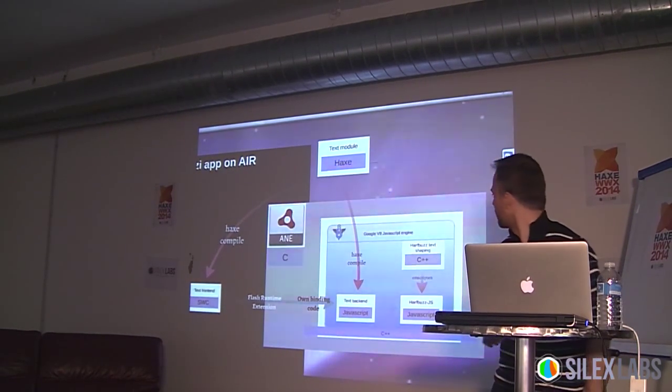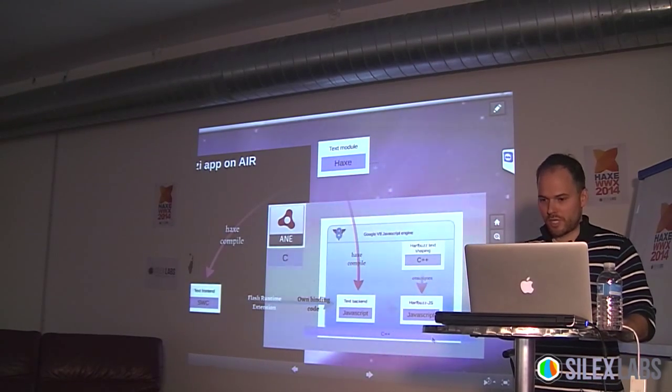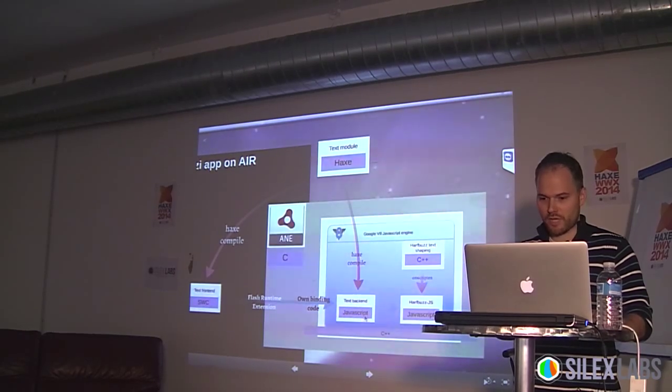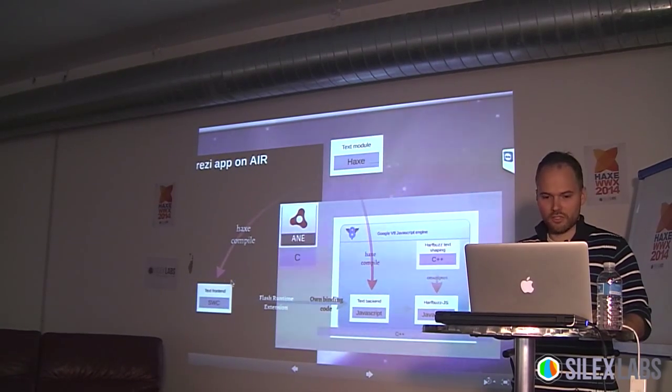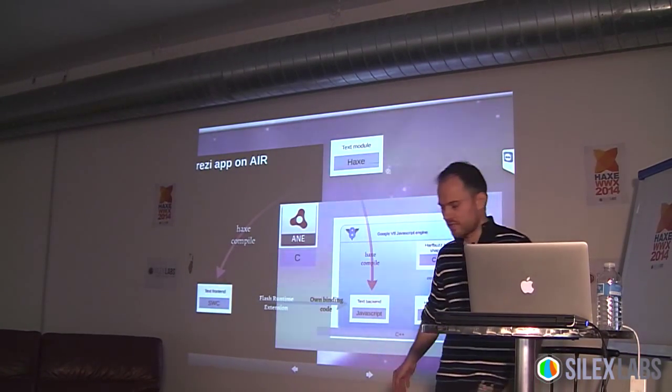Basically, we had here the real backend, so the C++ text shaping compiled to JavaScript. It is read by our own Haxe stuff that was compiled to JavaScript. And we were calling it from Adobe AIR through this native interface.